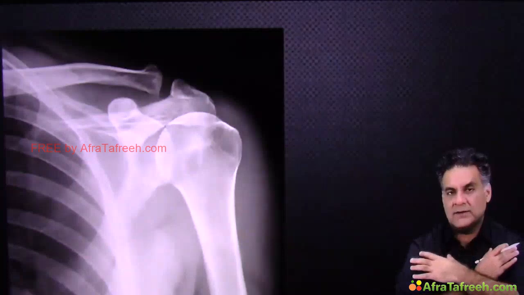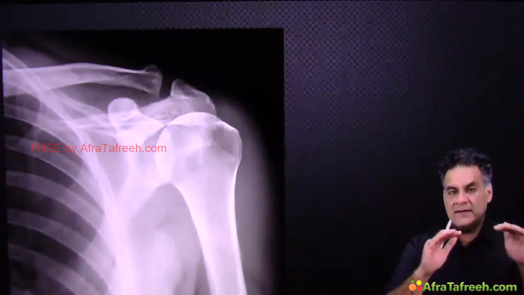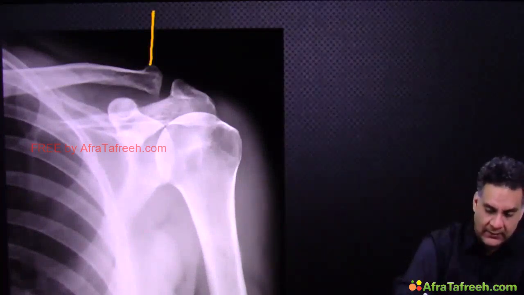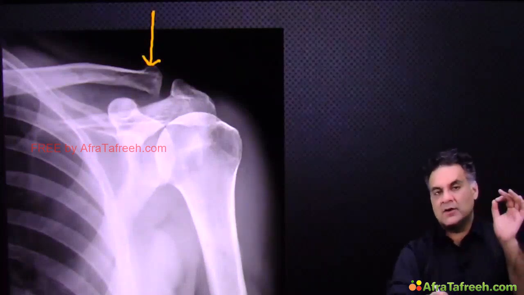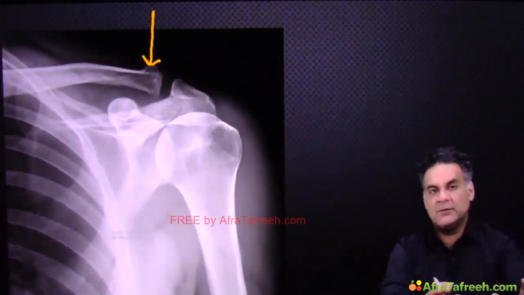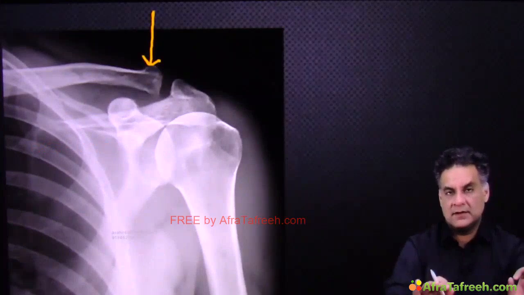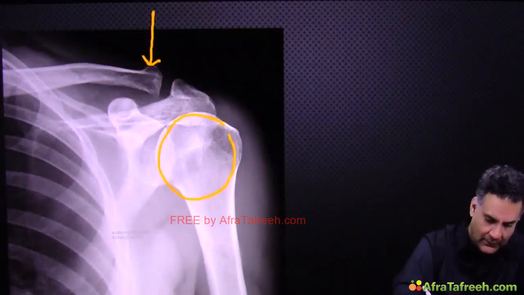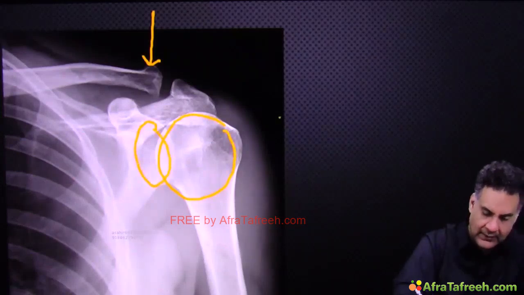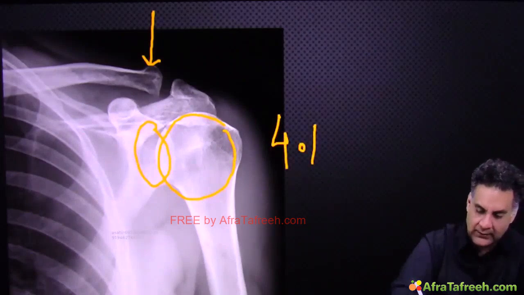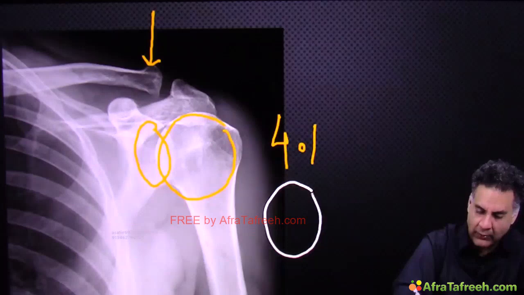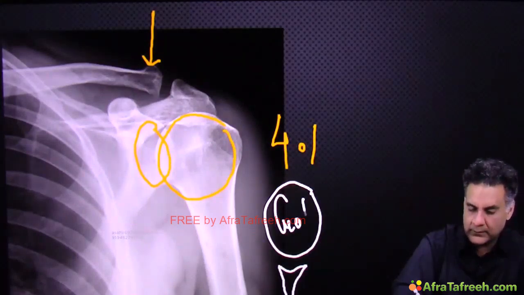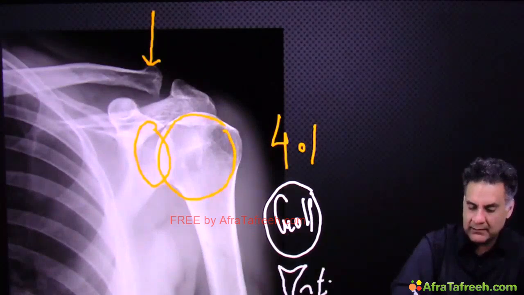When you look at the shoulder, the highest bony landmark on the shoulder is the clavicle. Clavicle is the commonest bone to fracture, the highest bony landmark. In the shoulder, you have a large head on a glenoid. The ratio is 4:1. This is called a golf ball on a T. T means stand.